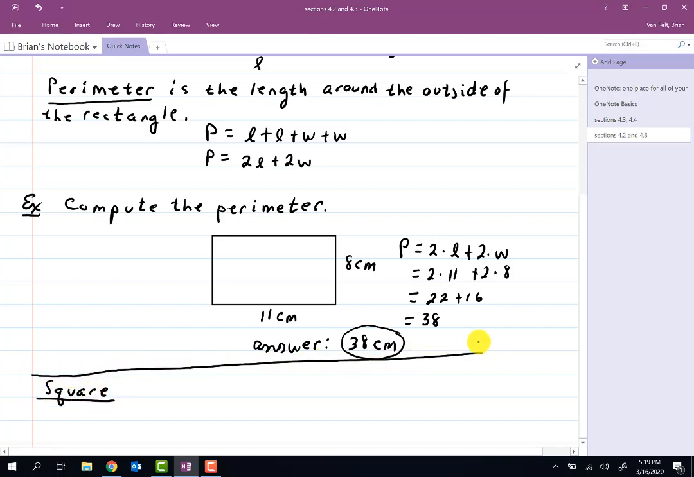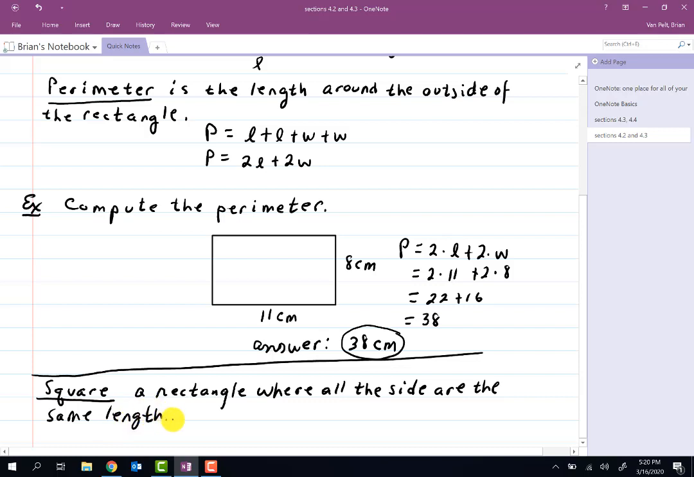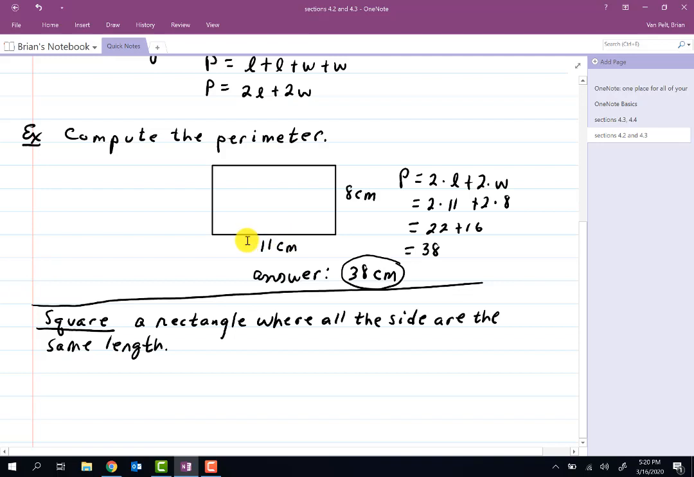A square is our next figure. It's a rectangle where all the sides are the same length. It's a little bit different. In the perimeter of a rectangle, all we're guaranteed is that the length is the same at the bottom and the top, and the width is the same at the right and the left.